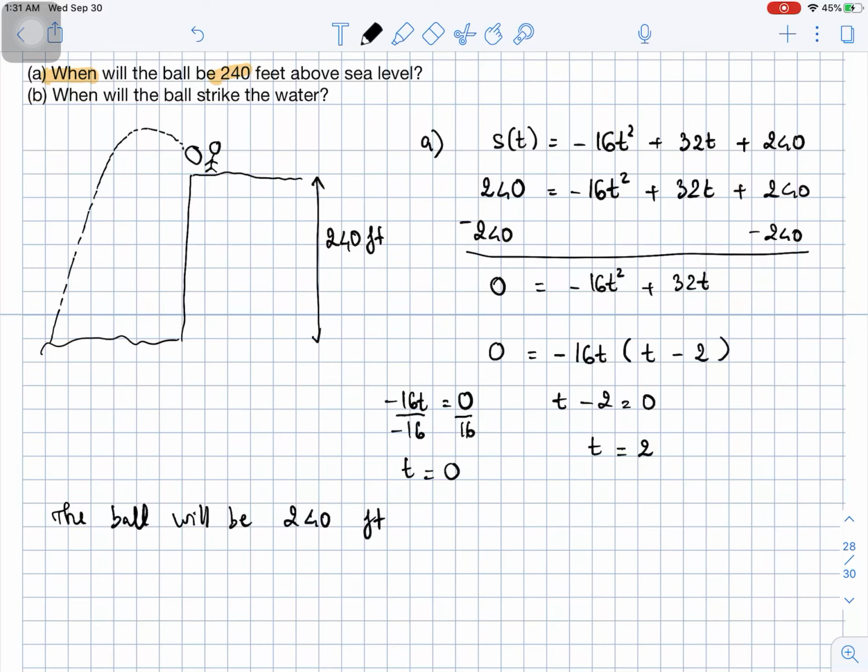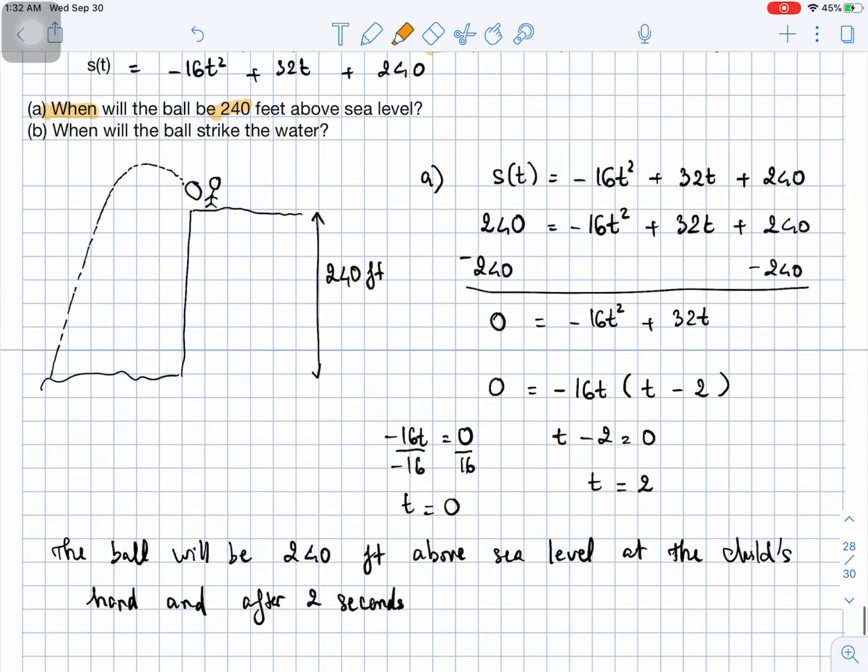We answer that the ball will be 240 feet above sea level at the child's hand and after 2 seconds. What is the reason why I say so?